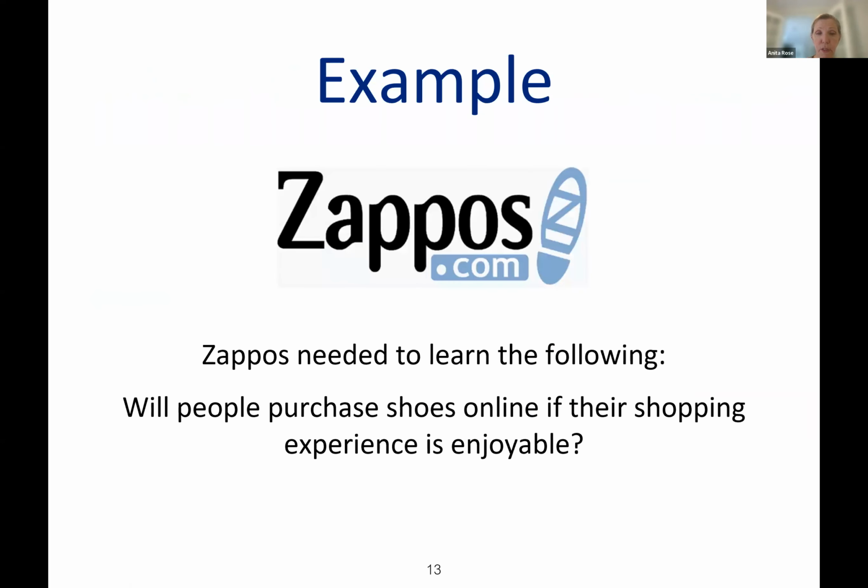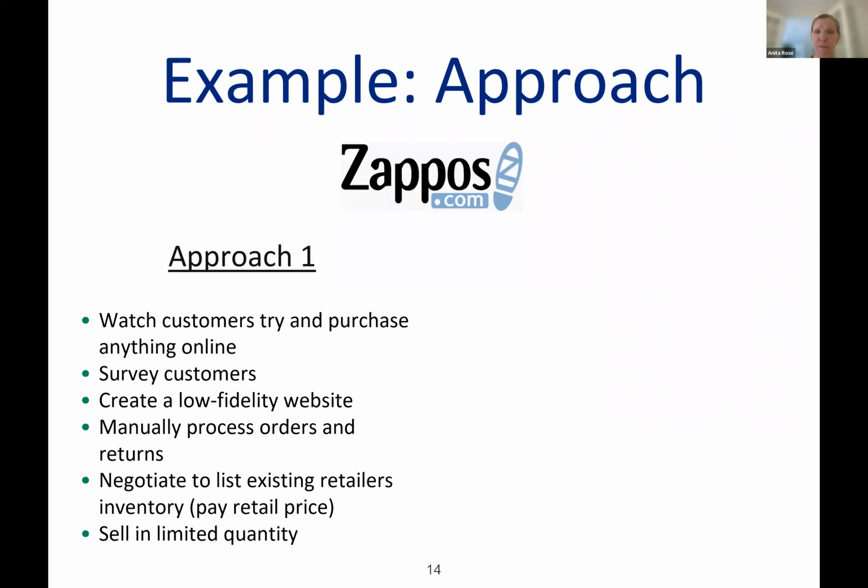I have just an image. So, Zappos followed this idea of customer inquiry. What they had done when they started is they came up with the idea: we believe that people want to buy shoes online. And well, as we know, it's a huge success, but that was their idea. Let's go ahead and look at that. So they thought about different approaches.